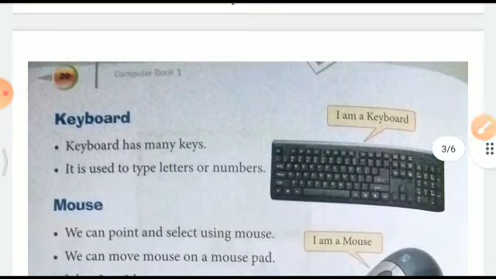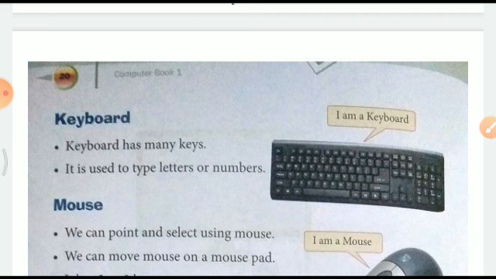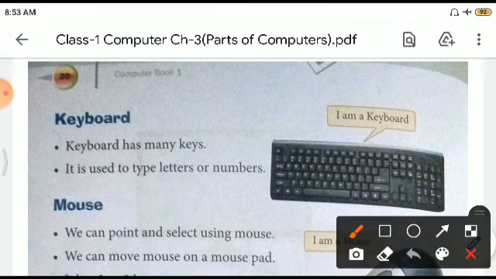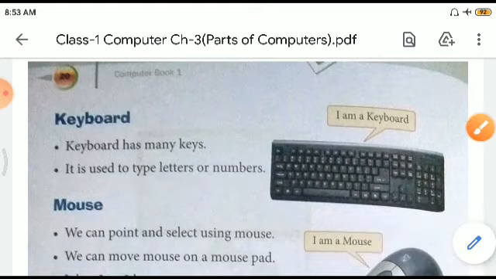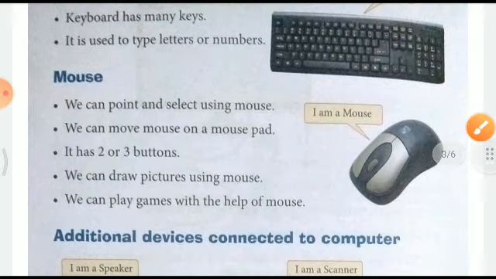Now keyboard, I am sure everybody is familiar with this. It is there in the mobiles also. Keyboard has many keys. It is used to type letters or numbers, right? Whenever we type anything, it is done on the keyboard. You will say that nowadays a touch screen is there, but whenever we touch the screen, keyboard appears, right?